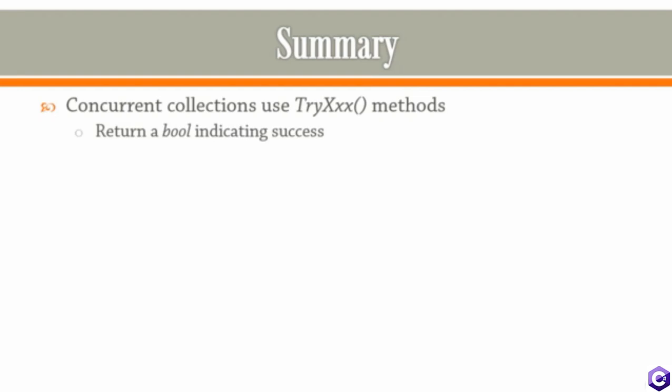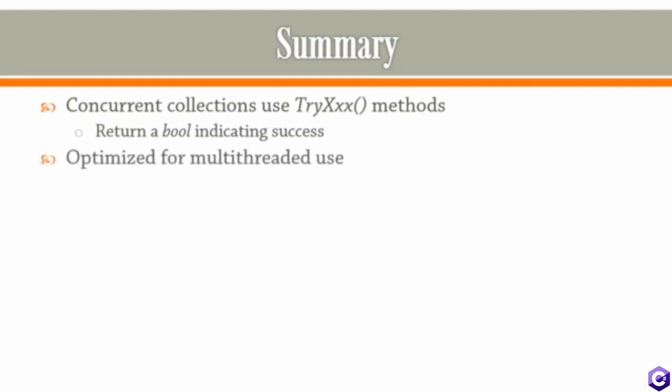All right, so let's try to summarize what we've learned in this particular section. So first of all, we saw the concurrent collections. We saw that generally they have the try, take, try, pop, these kinds of methods, and typically those methods return a boolean indicating whether you have in fact succeeded.